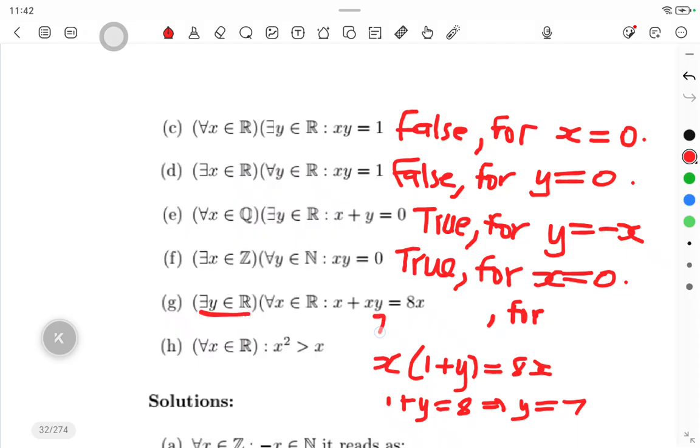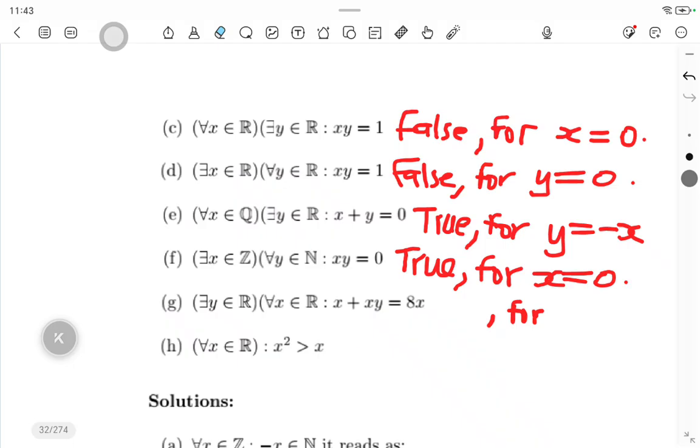You see right now, if I choose y to be 7 here, I'm going to have x plus 7x, and then I will have 8x, which is equal to the right hand side. So this statement will always be true. It doesn't matter what x is from the real numbers. So it doesn't matter what x will be. This will always be true for y equals 7, for the one that has the exists.